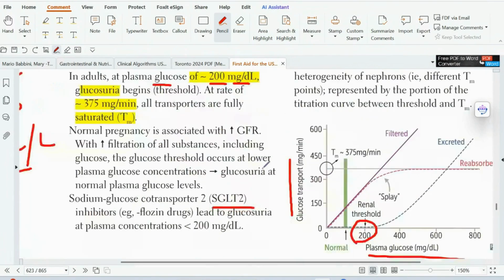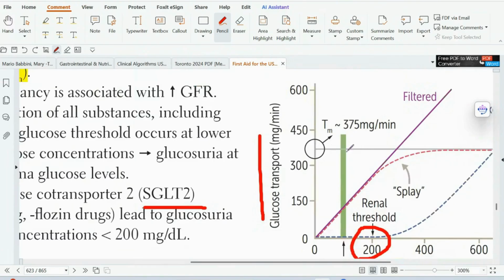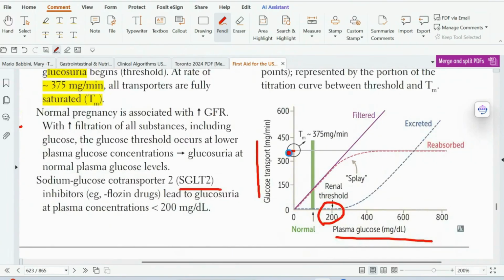Now, typically, the rate of transport is 375 milligrams per minute. This is the actual rate where the entire absorption happens. This is the maximal rate that it will go. After this, it's just going to be one constant line. So what ends up happening is glucose is being reabsorbed, but once it reaches this area, it undergoes this constant reabsorption, because that's the maximal rate.